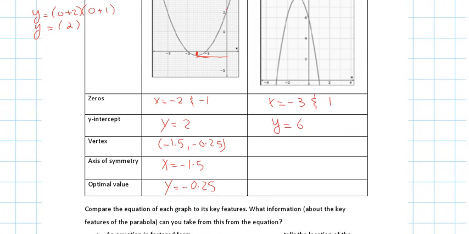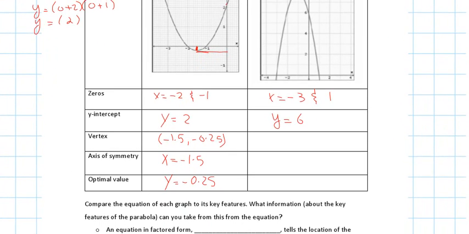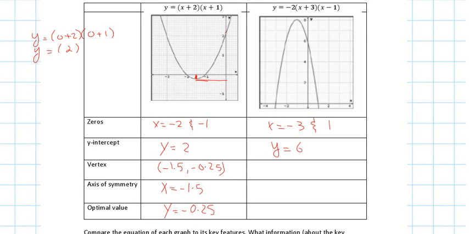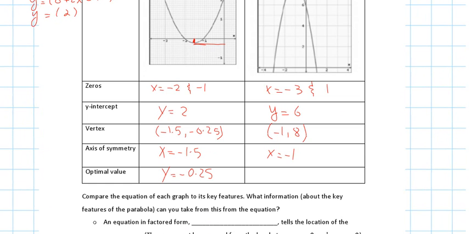And vertex. Negative 1 and 8. Yep. And the axis of symmetry is x equals negative 1. And the optimal value is y equals 8.